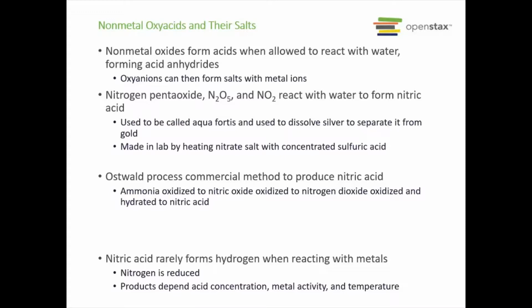Nitric acid itself used to be called aqua fortis and is used to dissolve silver to separate it from gold. So even way back in the day, maybe the 5th century or something like that, this was known and used to separate silver, because it dissolves silver but not gold. It can also be made in the lab by heating a nitrate salt with concentrated sulfuric acid, and that's nitrogen pentaoxide.